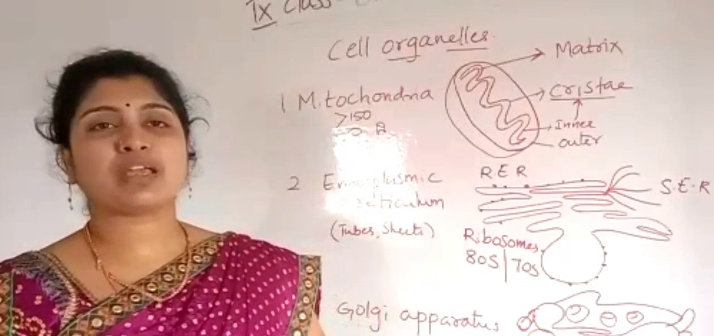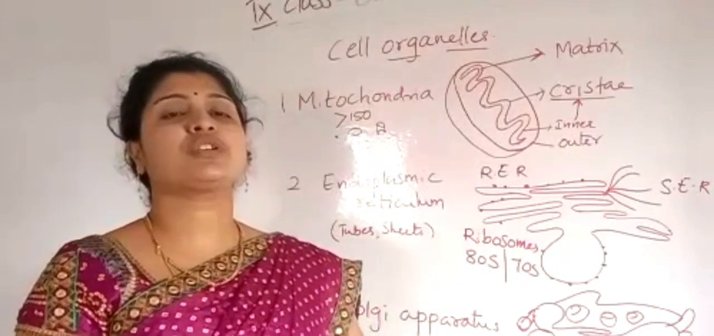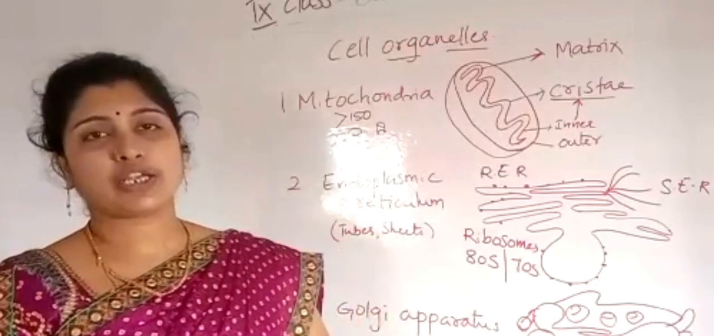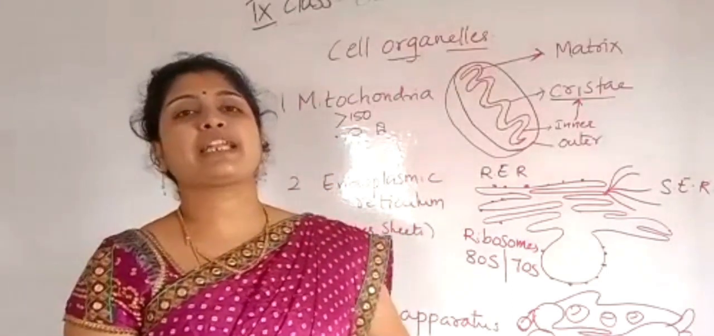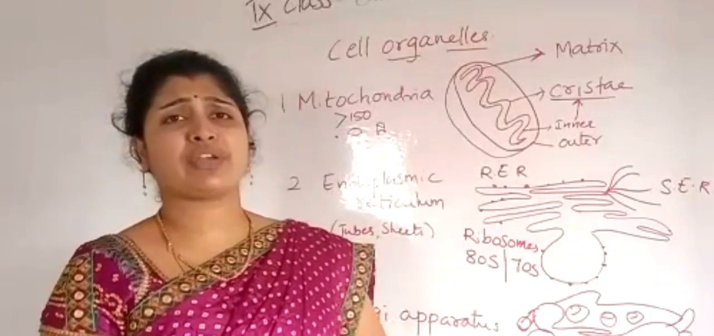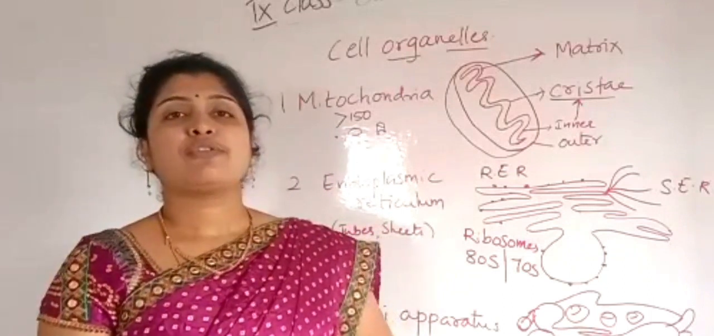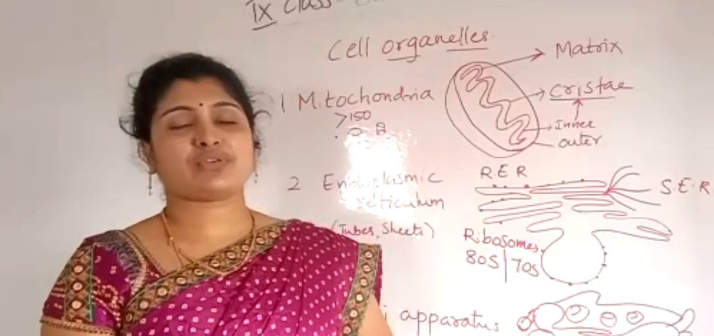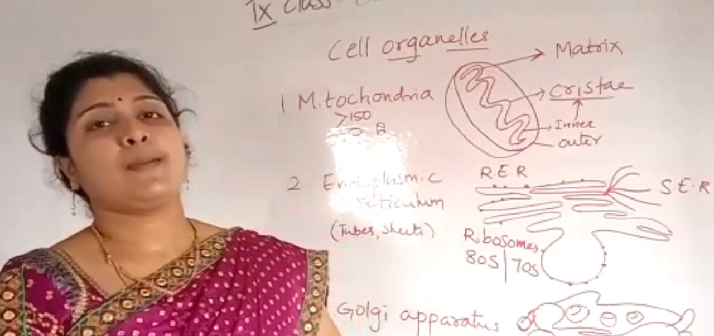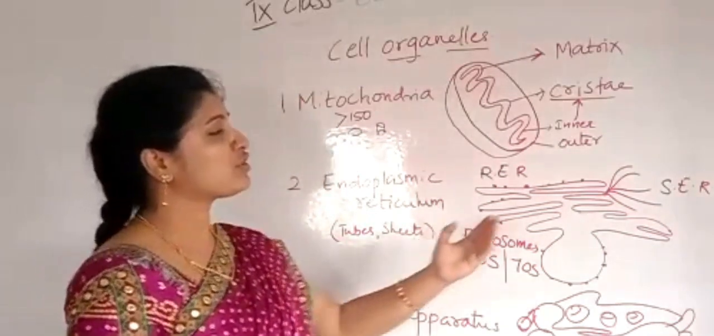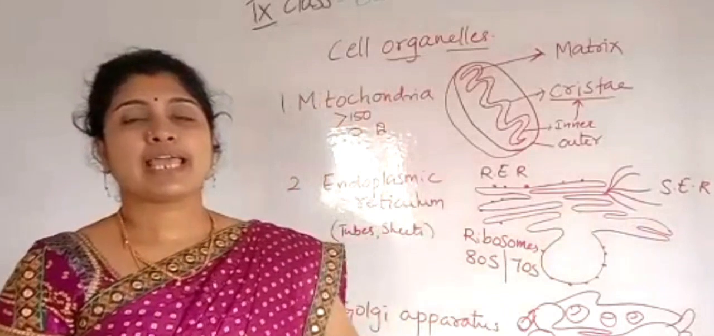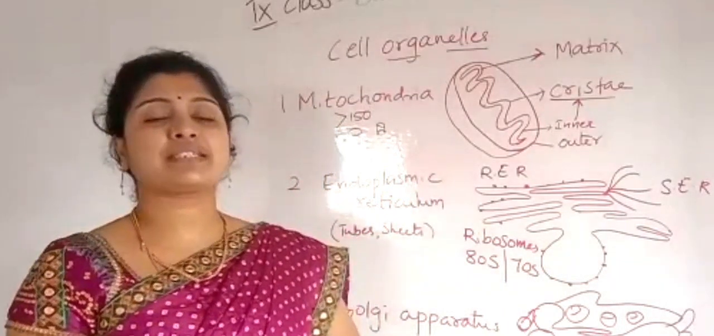If the endoplasmic reticulum contains ribosomes, then it is known as rough endoplasmic reticulum. They usually participate in the synthesis of proteins. What is the function of rough endoplasmic reticulum? The synthesis of proteins. Coming to the function of smooth endoplasmic reticulum, it helps in the synthesis of fats and lipids.